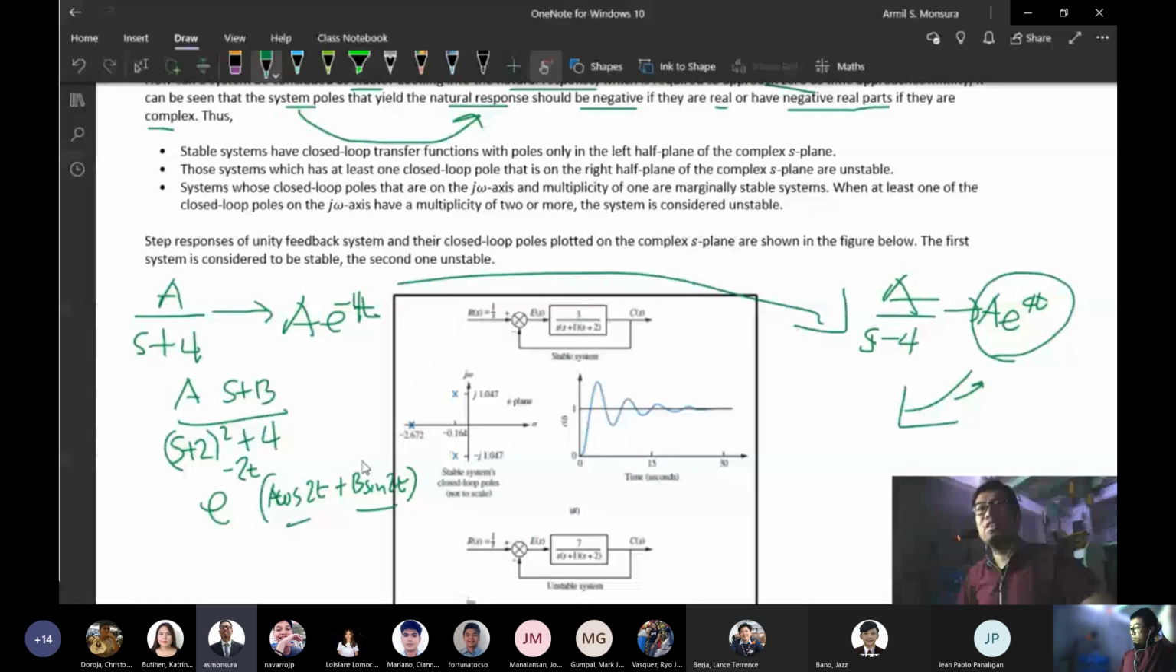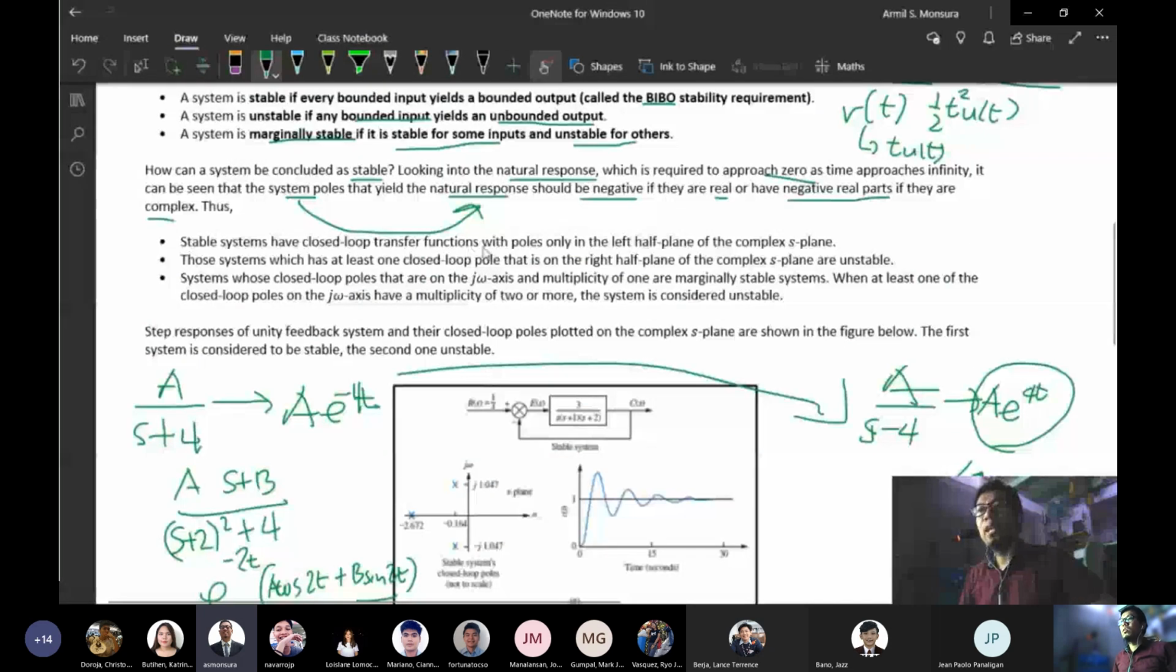In terms ng positioning ng poles sa S-plane o sa complex S-plane, we need these poles to be in the negative side. Okay? So, yung sinasabi nga natin before na dapat nasa left half plane siya. Or dapat lahat ng system poles niyo nasa left half plane. Okay? So, stable systems have closed-loop transfer functions with poles only in the left half plane of the complex S-plane.